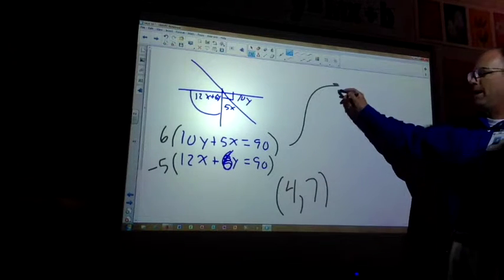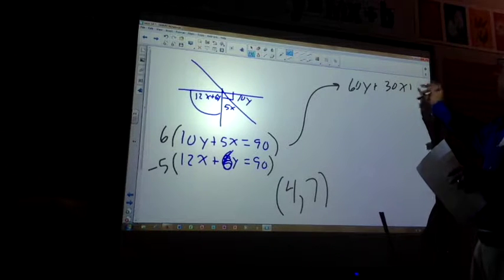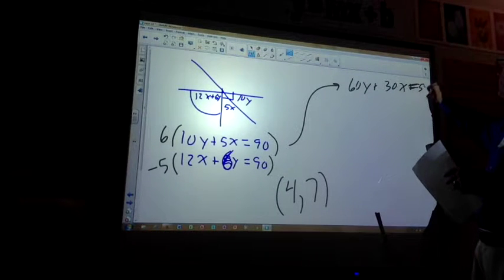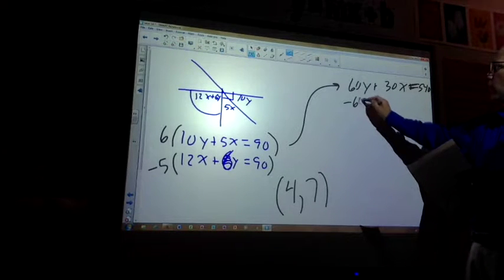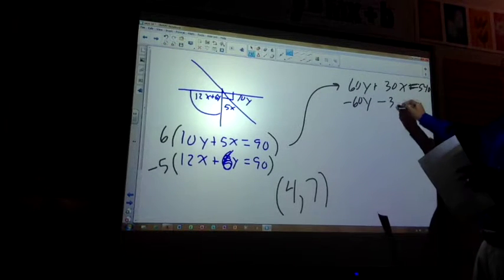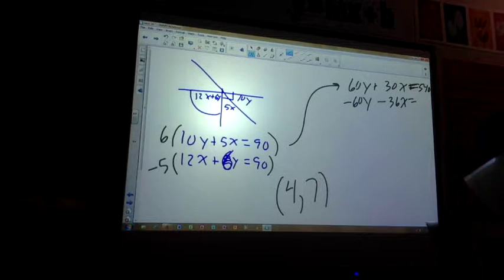So this would have been 60y plus 30x equals 540, right? Did I do that right? And that's negative 60y minus 36x equals, what's 5 times 90? 450. Did I do this right?